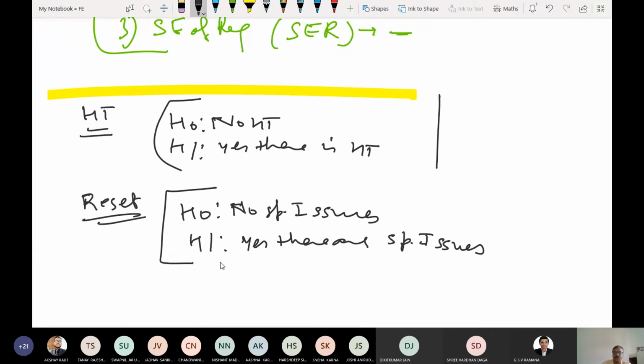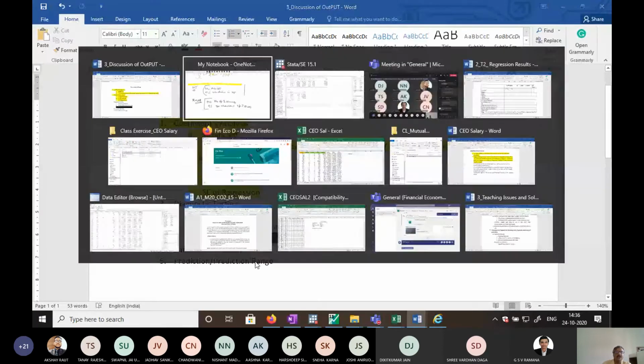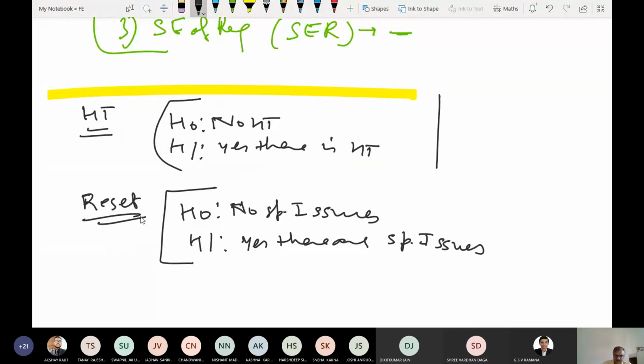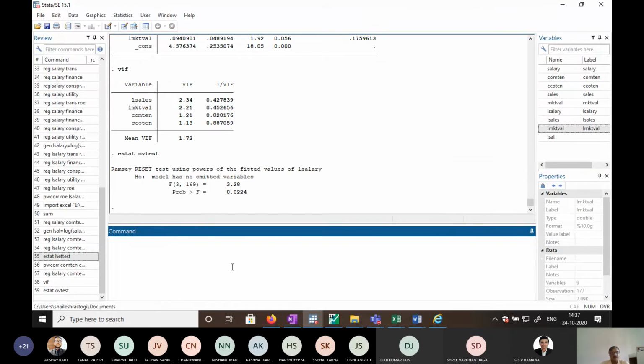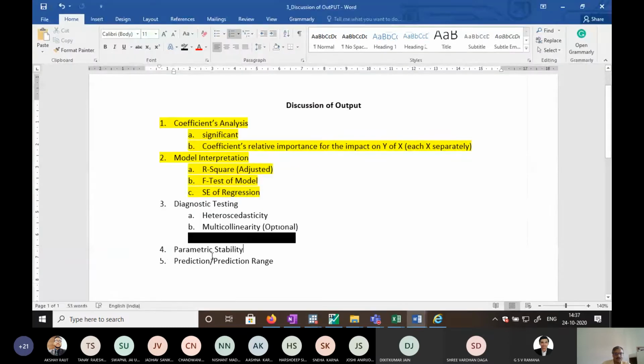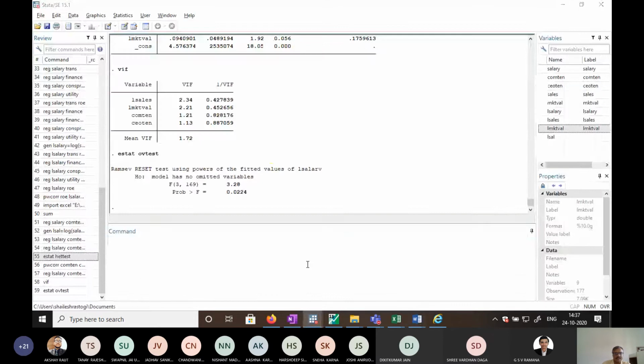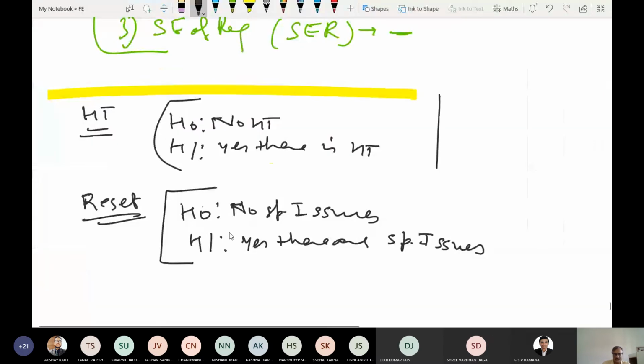We would like to know the specification issues, whether some important variable has been left out or superfluous variables are part of the system. That we check with the help of this parametric stability test, and right now we use the reset test. To run the reset test in Stata, we have a command known as ovtest. When we run ovtest, to repeat, we are doing parametric stability with the help of the reset test, having this pair of hypotheses.